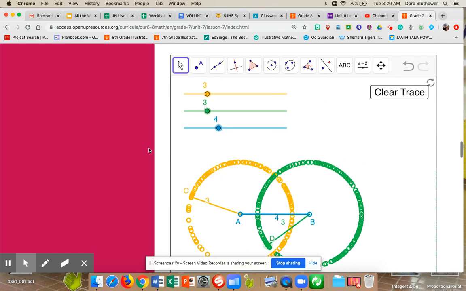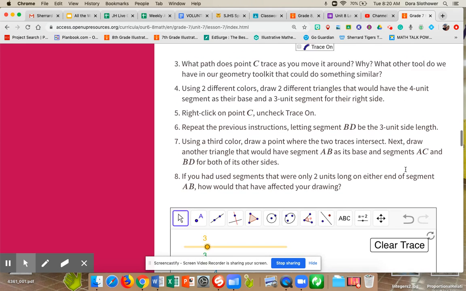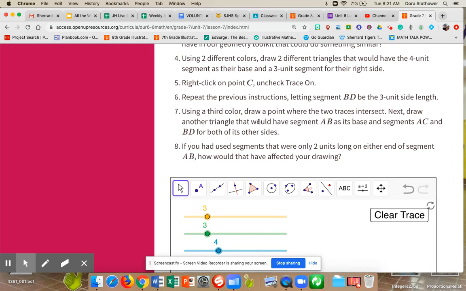Okay. Now the question up here was, we did the trace, repeat the previous instructions for BD, which is what we just did. Using a third color, draw a point where the 2 intersect. Now draw another triangle that would have.